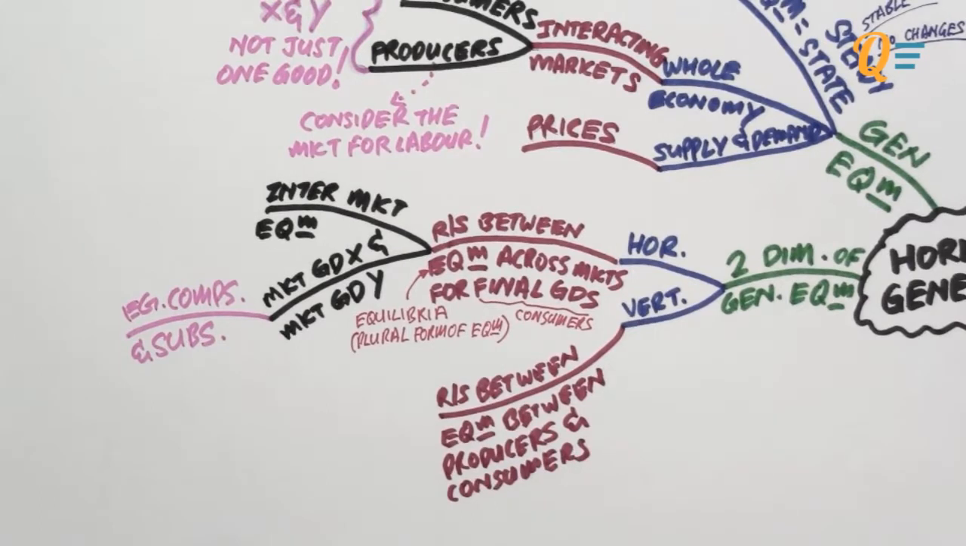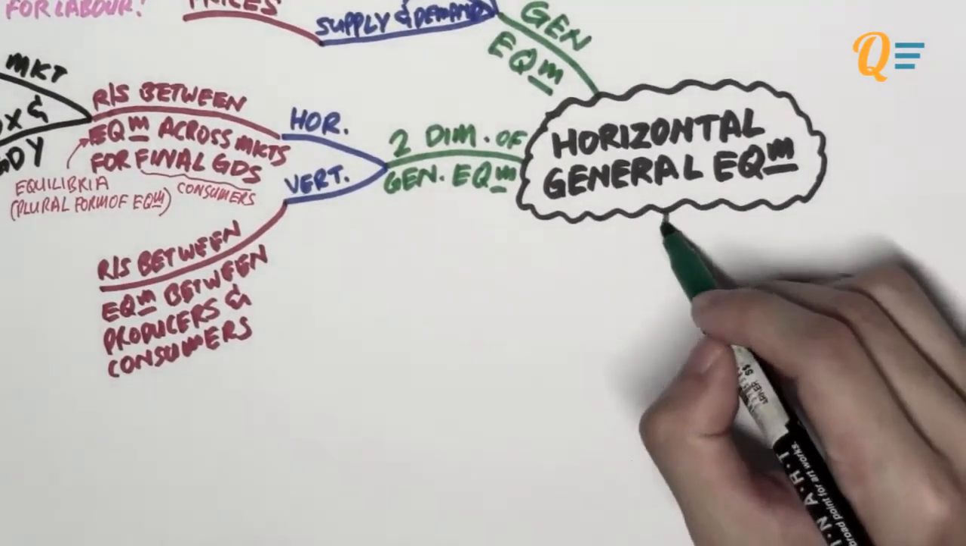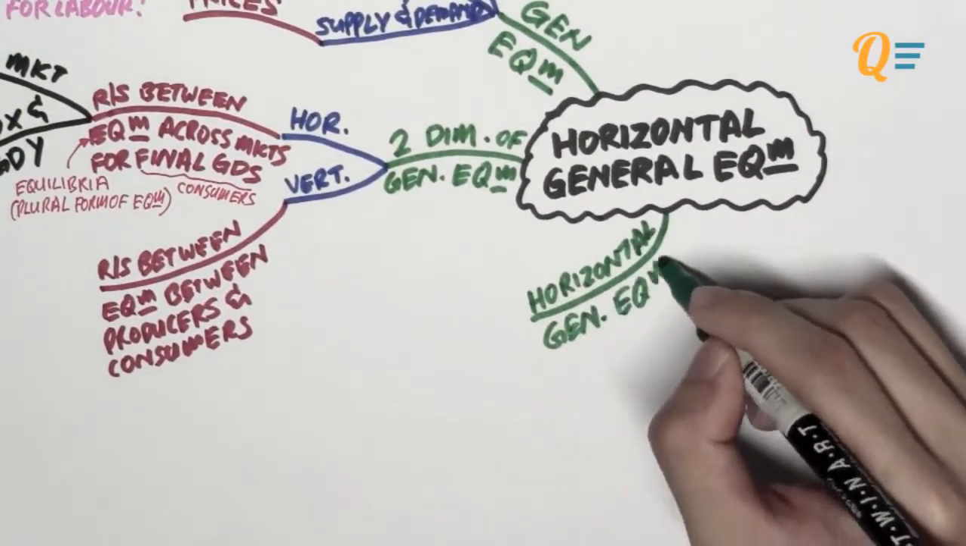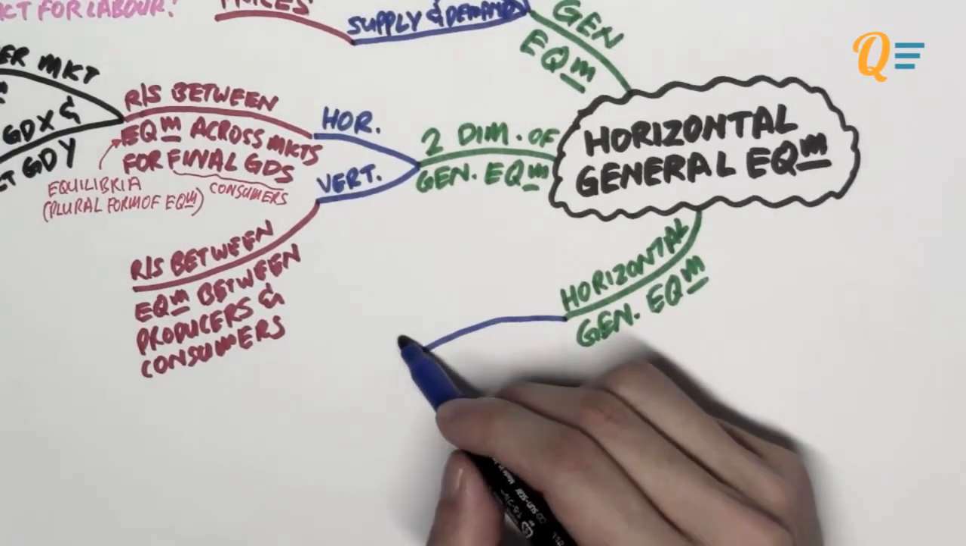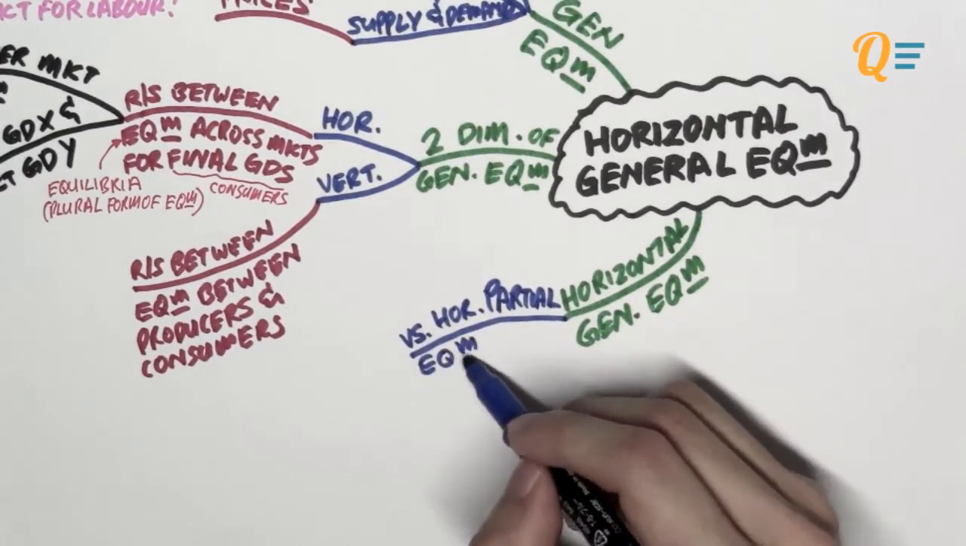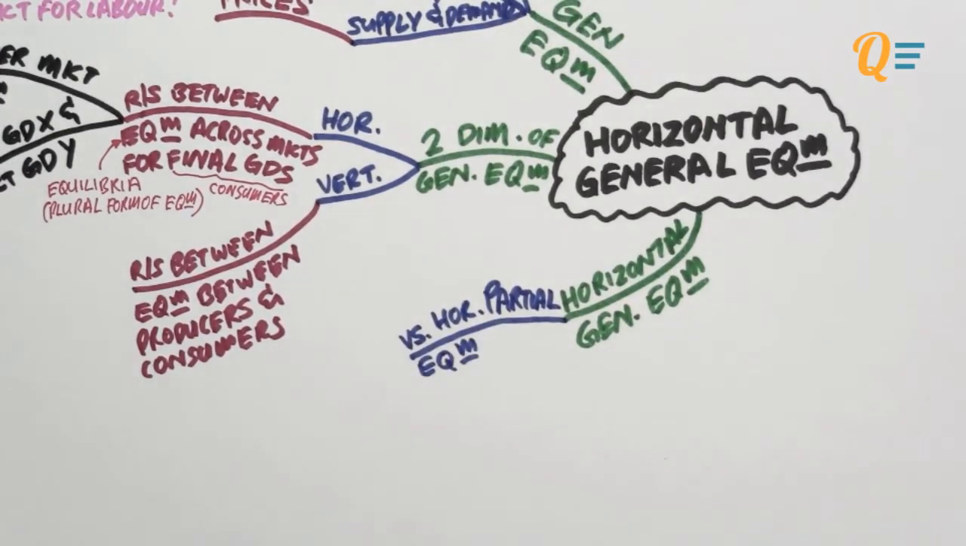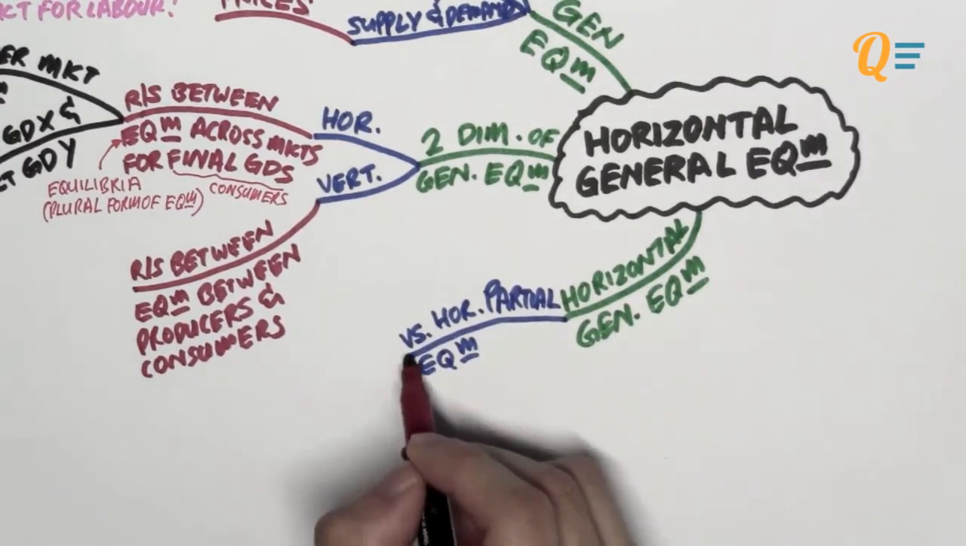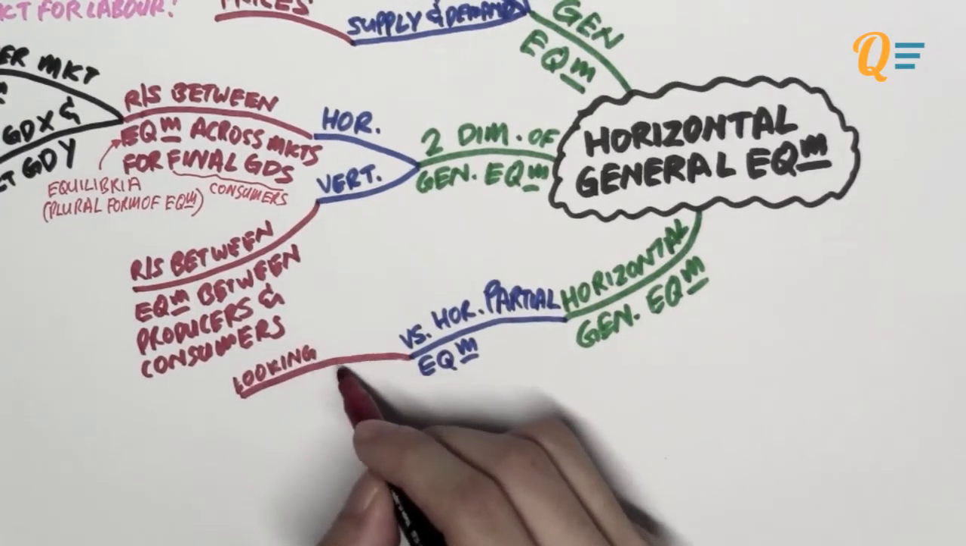So we'll talk about this in another video. Today we'll be focusing on the horizontal general equilibrium instead. Before we look into that, let's talk about horizontal partial equilibrium. Obviously partial equilibrium would be a subset of general equilibrium, right? So let's look at the difference between partial and general.